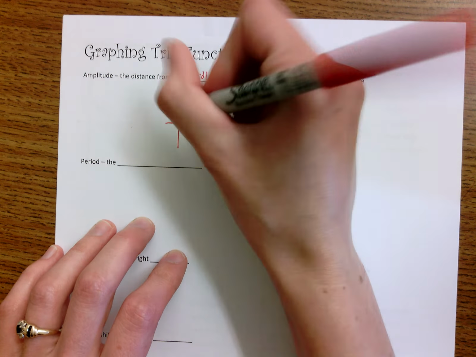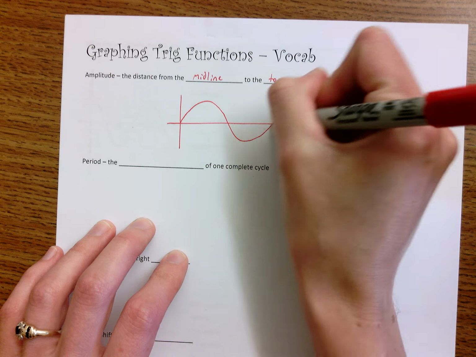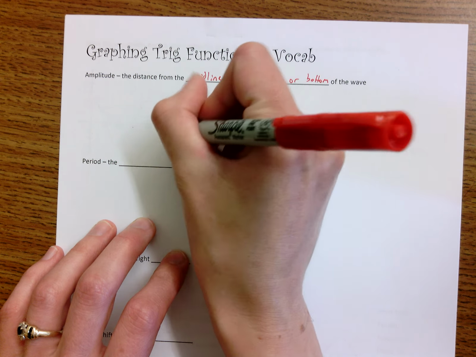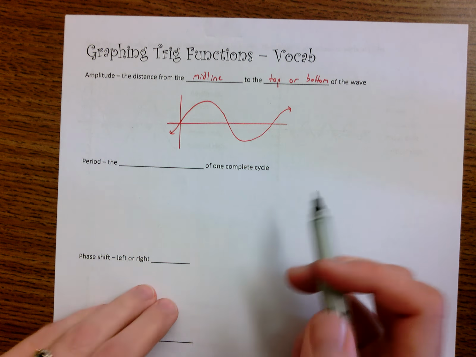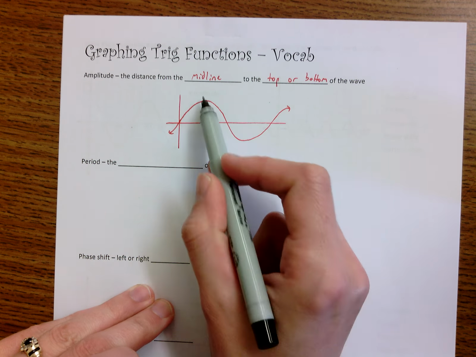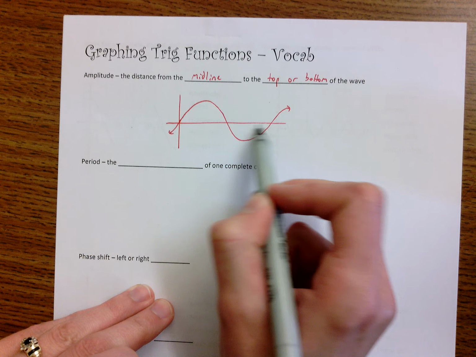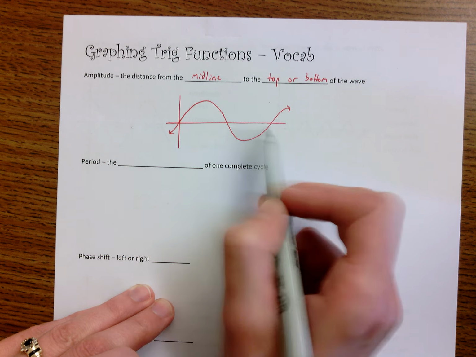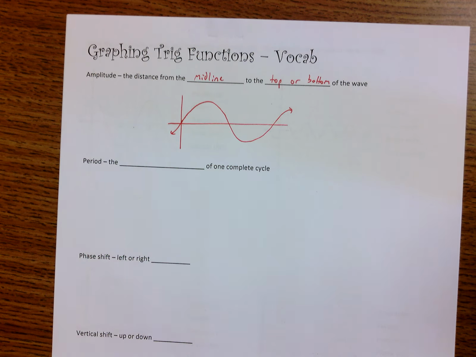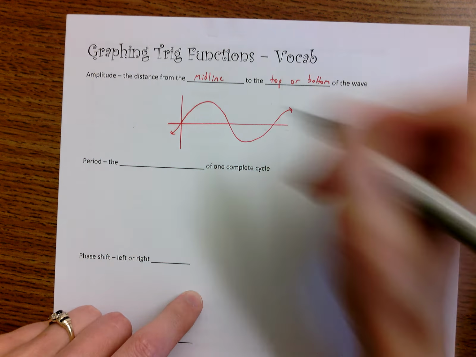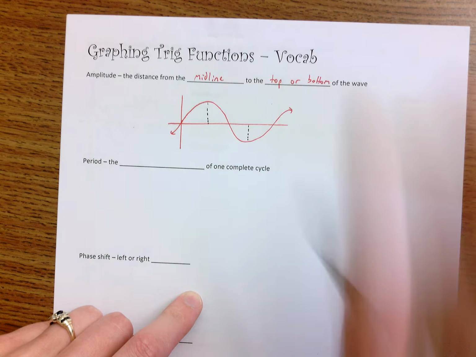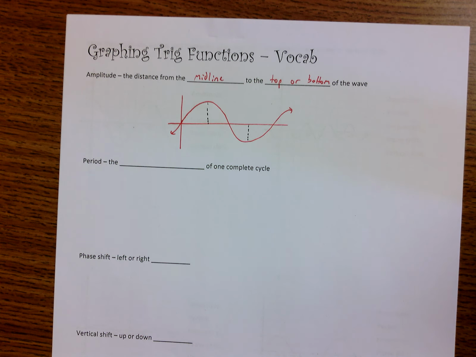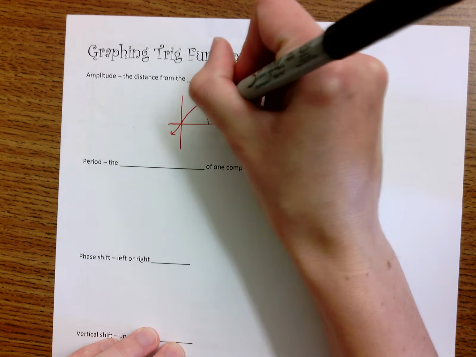So here's my graph. My sine curve is going to look something like this. The amplitude is just the distance from the midline. The midline is the balance point between the peaks and the valleys, which is along the x-axis on this one. It's in the middle. So we're looking at our distance from there to the top or bottom of the wave. That would be this distance here, or you could measure this distance here. They will be the same, so that's always going to be the same on your graph. That right there is what your amplitude is.